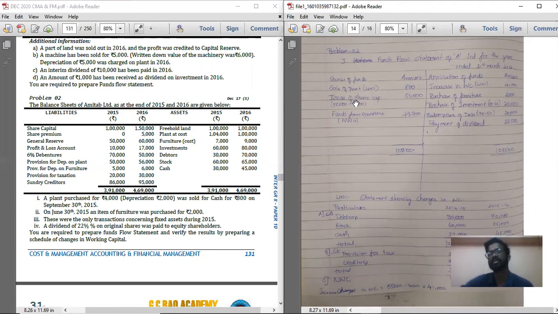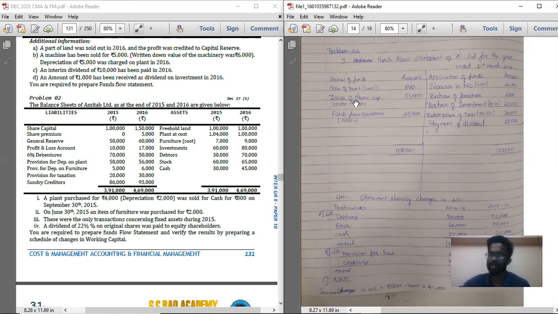Below that, divide the page into two parts. Left hand side, sources of funds and amount. Right hand side, application of funds and amount. So that is the format of the fund flow statement. Below that, leave 10 lines gap.